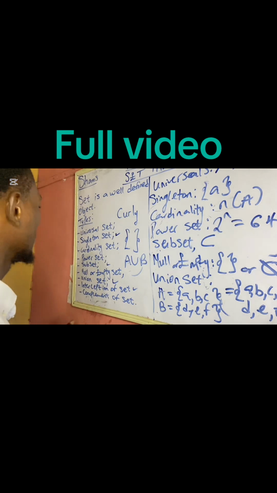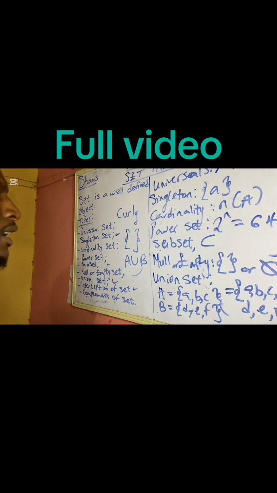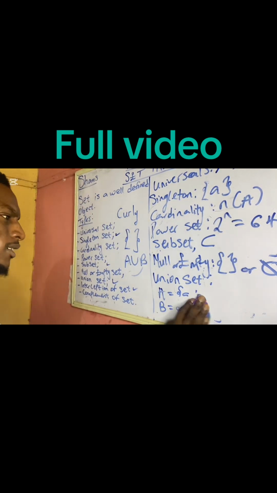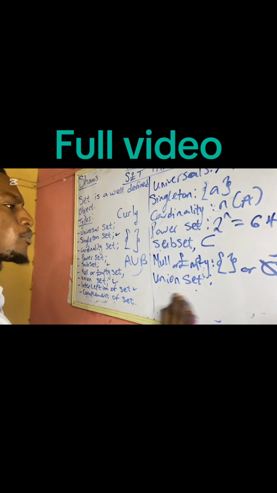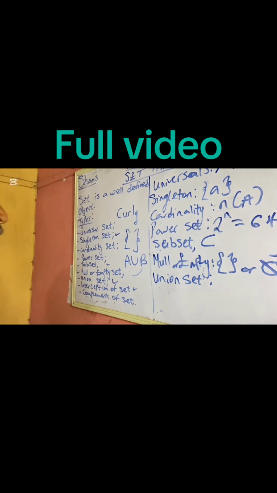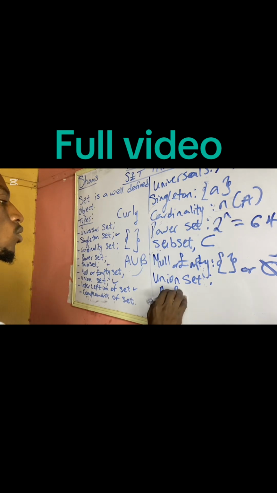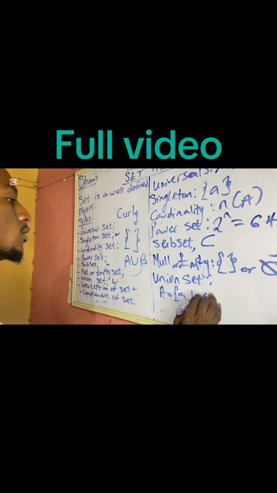Now, before I move to the next one, which is intersection of sets, let me quickly branch to somewhere. We have proper set and we have improper set. What is a proper set? A proper set is a type of set in which one set is not equal to the other one. Let's assume that A equals {A, B, C} and B equals {D, E, F}.